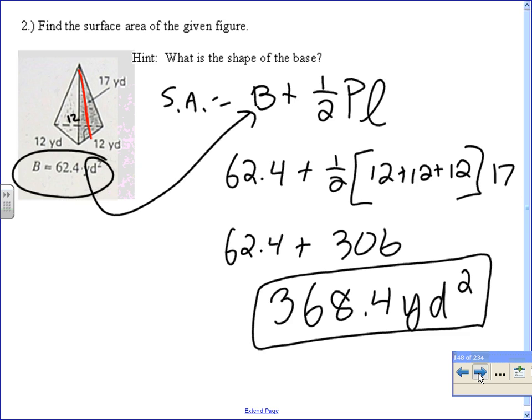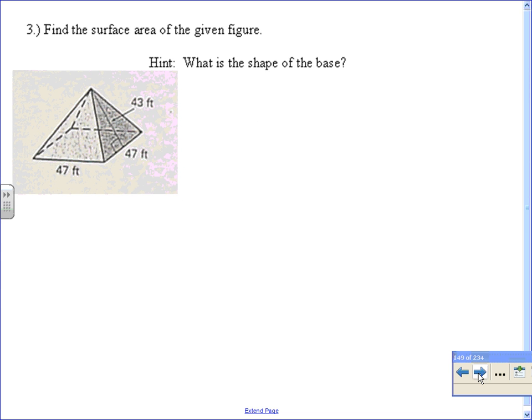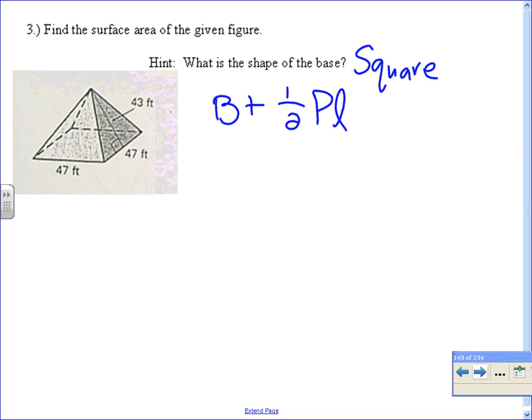Okay, let's do two more of these. So the next one, find the surface area of the given figure. What kind of pyramid is this? In other words, what is the shape of the base on this one? Justin? Good. It is a square. So it's a square pyramid, which makes it kind of easy for us. B plus 1/2 PL is our surface area formula.